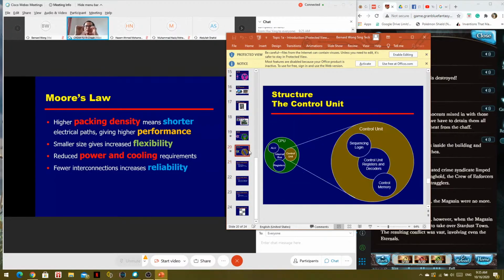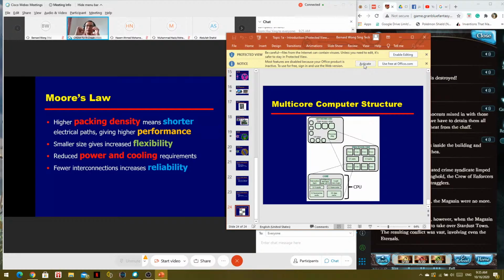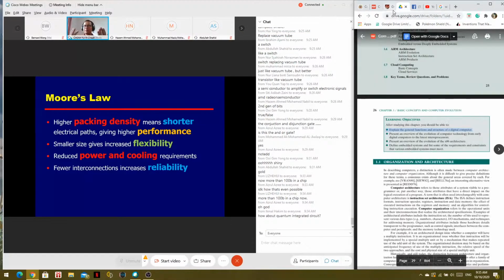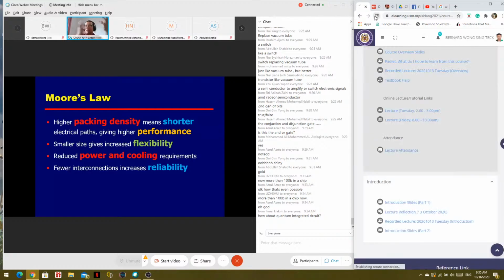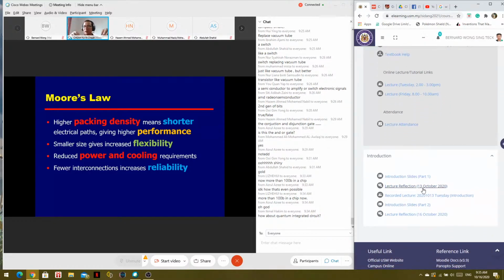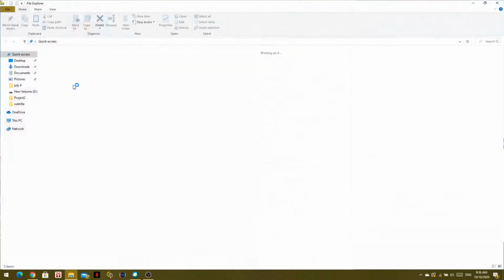So when it's smaller, the connections are shorter, the signals travel faster, and that leads to better performance. The smaller size also makes the overall packaging more flexible, which means you can take it anywhere, put it anywhere, and so on. Power and cooling is also reduced. The components are nearer, so not much effort is needed to transmit the signal, and therefore there is less heat as well, right?